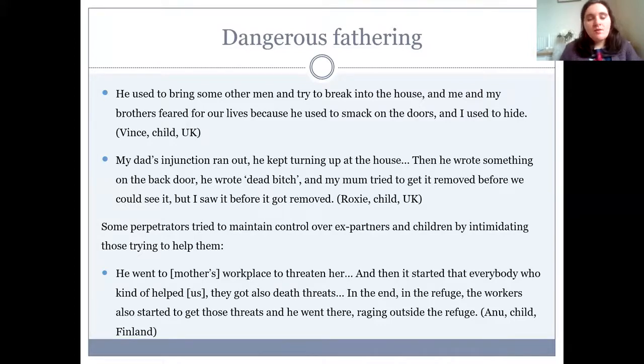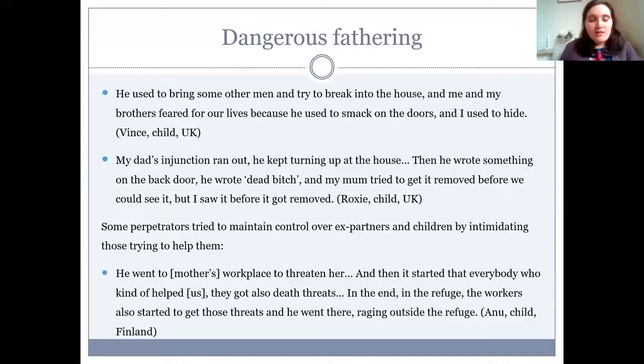He used to ring some other men and try and break into the house, and me and my brothers feared for our lives because he used to smack on the doors and I used to hide. My dad's injunction ran out. He kept turning up at the house. Then he wrote something on the back door. He wrote "dead bitch." And my mum tried to get it removed before we could see it, but I saw it before it got removed.